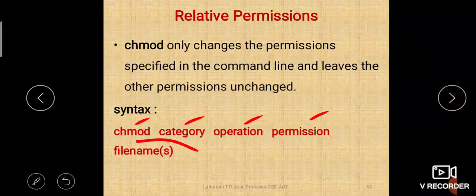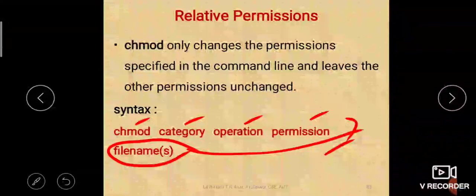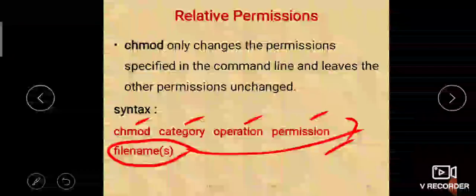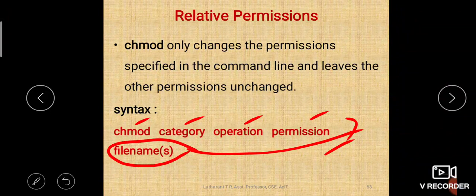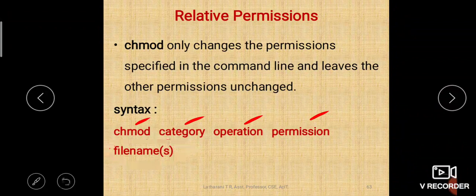Then the file name, to which file you are going to change this. Here only you should give this file name, but as the space is not there, it has gone to the next line. So chmod, this is the way you use chmod in relative manner.